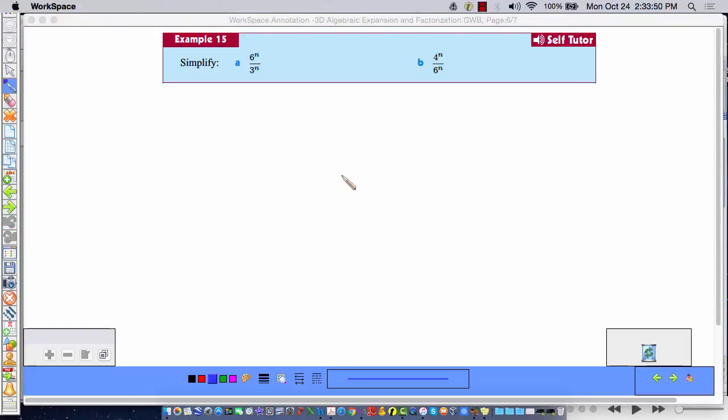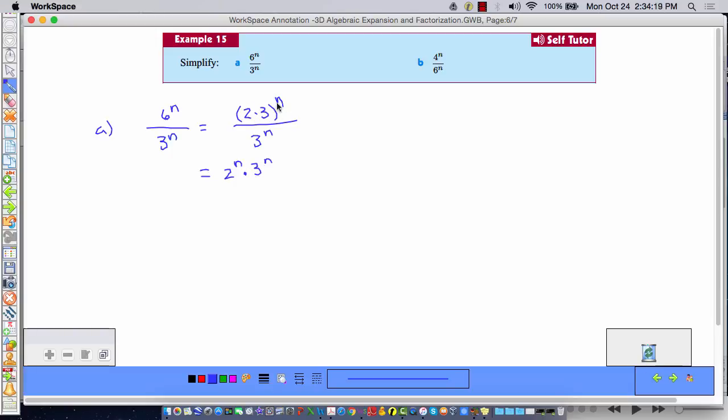Okay, a couple more. How do I do this? All right, well, 6 to the n over 3 to the n. Got to remember my rules of exponents. I'm hoping to cancel something out here, and then I can remember, I can write 6 as 2 times 3 to the n power over 3 to the n power. Well, this can be written as 2 to the n times 3 to the n, because everything within parentheses is raised to a power, over 3 to the n. The 3 to the n's go away, and I'm left with 2 to the n.